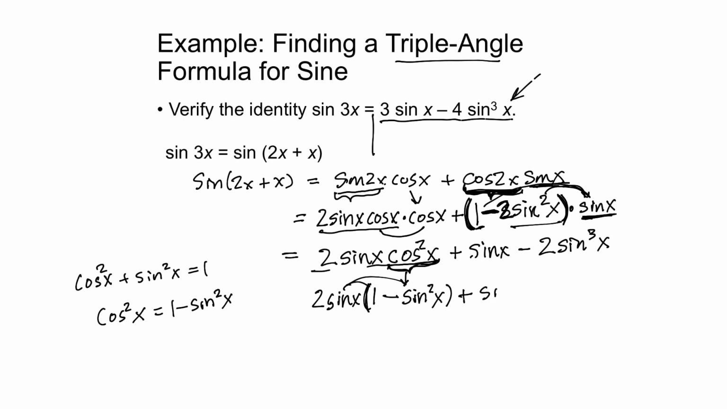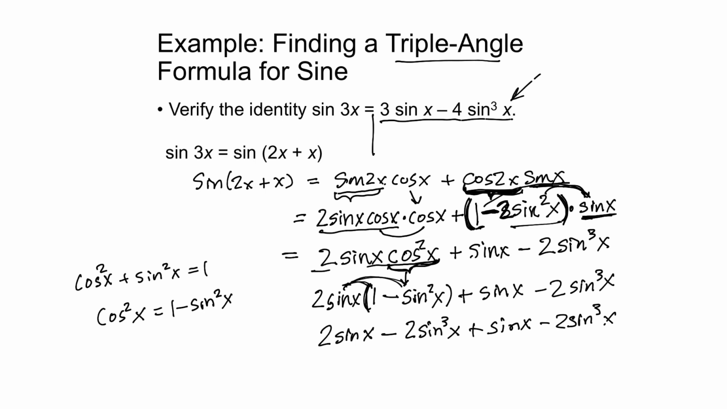So we have that's plus sine x minus 2 sine cubed of x. And now we're going to go ahead and distribute here. So that gives me 2 sine of x times 1, so 2 sine x, minus 2 sine x times sine squared of x, so 2 sine cubed of x, plus sine x. You can never write it too many times.